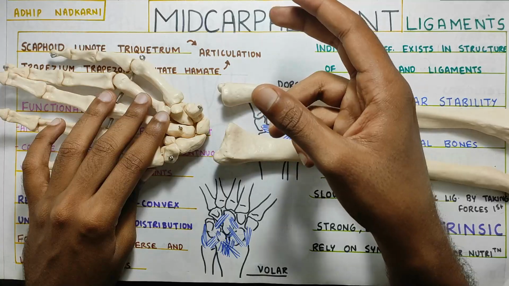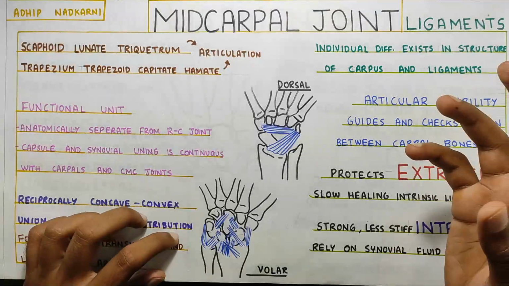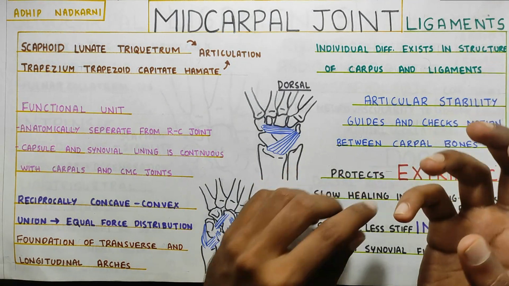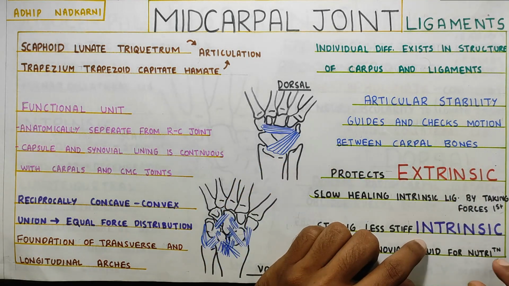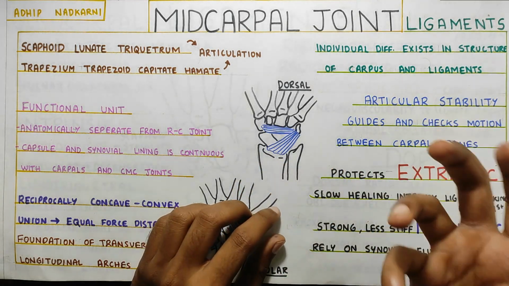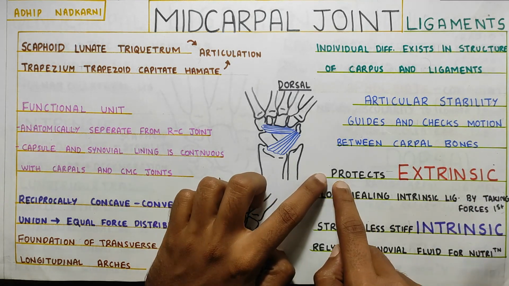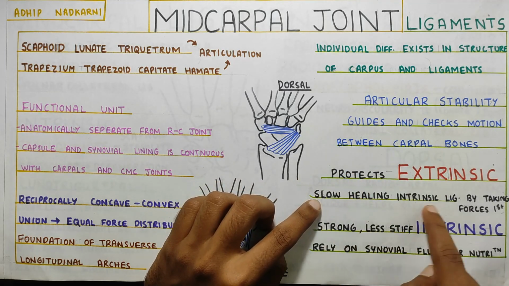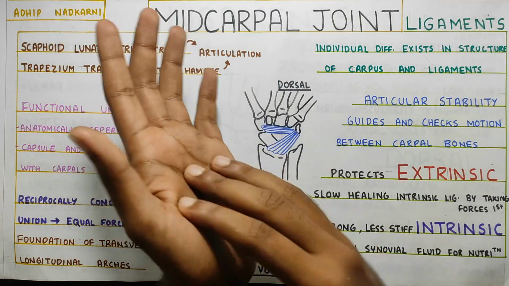Those are the extrinsic ligaments in comparison to the intrinsic within the carpal bones. So what happens is, the extrinsic ligaments have a very good blood supply, and they protect your intrinsic ligaments, which don't have that good healing capacity. So that's what I mentioned here. The extrinsic ligaments protect slow healing intrinsic ligaments by taking the forces that are put on your wrist first.